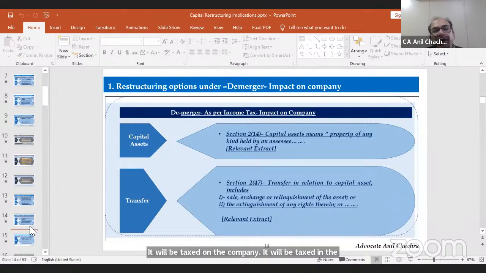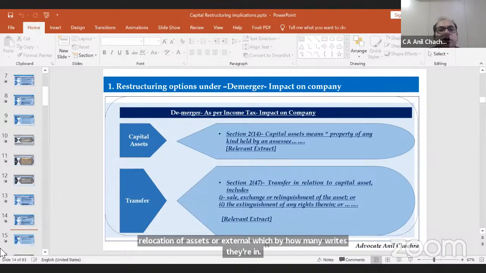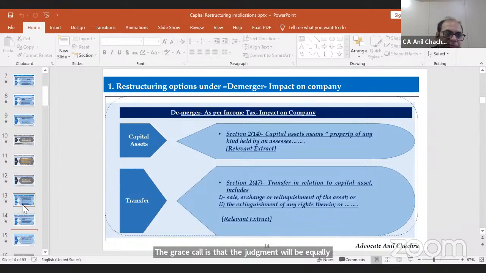The same thing, capital assets we discussed in the amalgamation slide, will apply here. Property of any kind: property has not been defined, so we have to take judicial pronouncements for its meaning. Yes, it includes both tangible as well as intangible. And the transfer definition, the same thing we discussed: section 2, clause 47, sale, exchange, or relinquishment of assets or extinguishment of any rights therein. The Grace Collective judgment will be equally applicable on the demerger side as well.